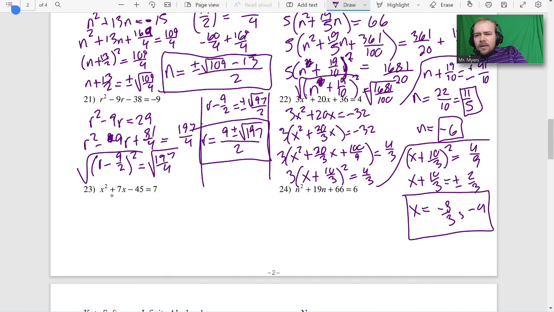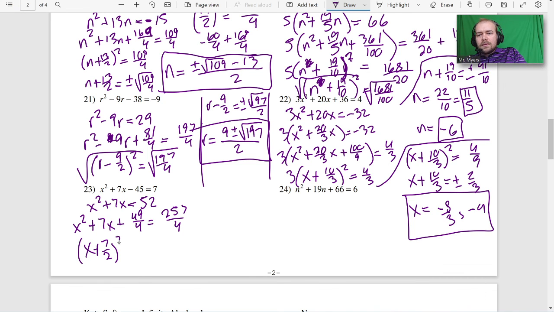Almost done. So then we add 45 to both sides. So 52. 7x plus, we'd have to take half. So 7 halves squared is 49 fourths. We'd have to add that to both sides. 49 fourths plus 52 as a fraction is 257 over 4. Okay, then we do x plus 7 halves squared equal to 257 over 4.